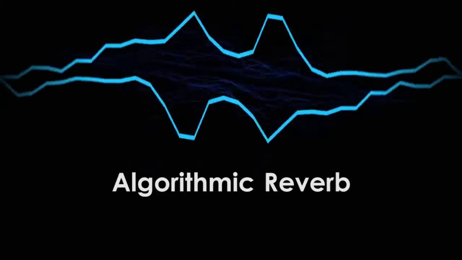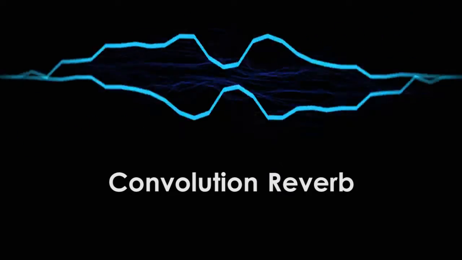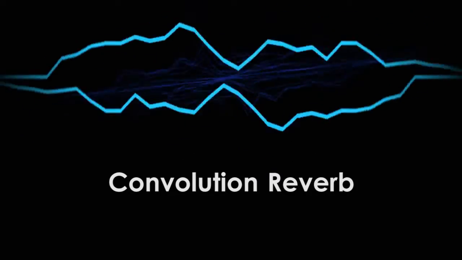Convolution Reverb is different from your standard reverb plugin. Algorithmic reverb is pretty much just a customizable network of delay effects. On the other hand, Convolution Reverb emulates the reverb character of real physical spaces.